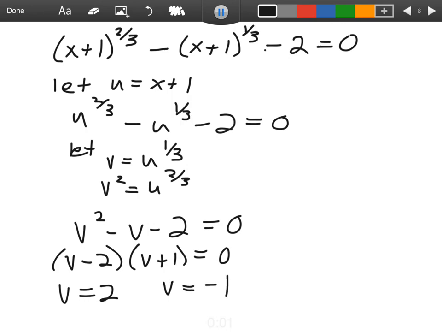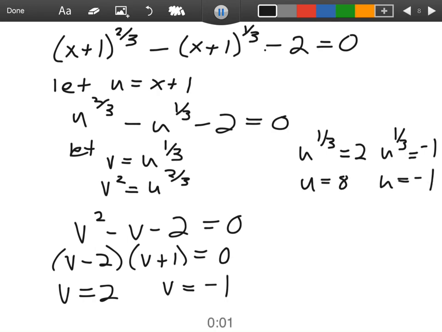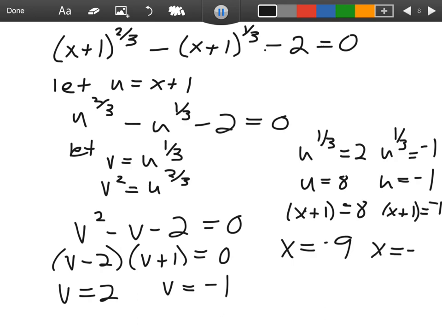But v equals u to the 1/3. Okay, and I cube that to undo that, so u equals 8 and u equals -1. But u is x plus 1, substitute again. So, subtract 1 from both sides, I get -9 and -2. There's my two answers. Okay, that will conclude this section.